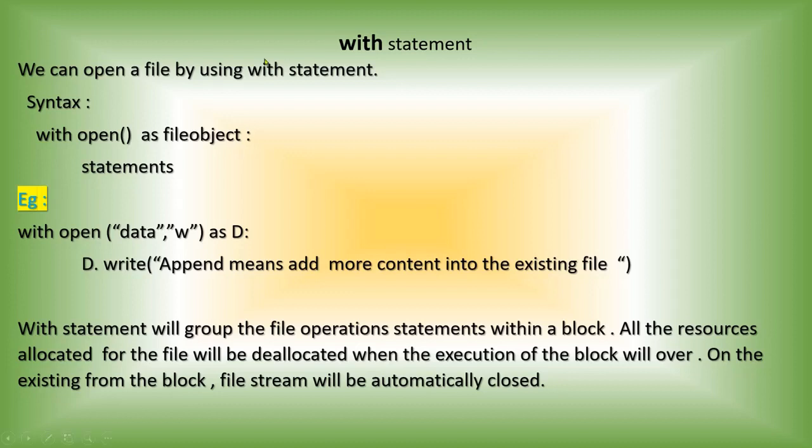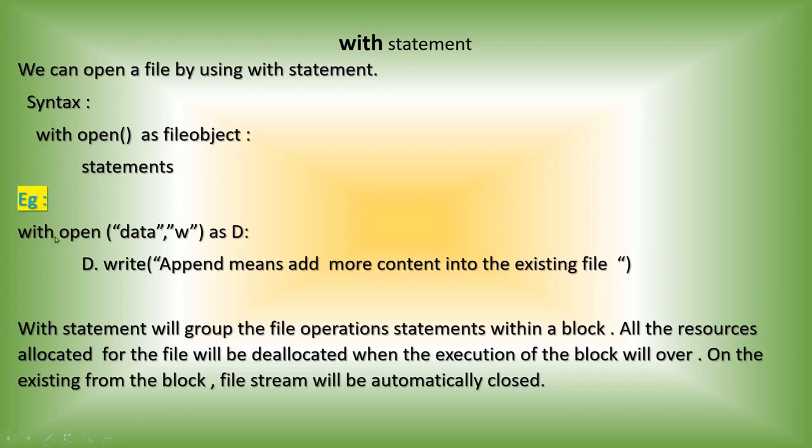See the syntax. You can use the with statement like this: with open as file object. With open, within the brackets you have to give the file name and the file mode. The syntax is similar to the previous one. You are using the keyword with, open with two arguments, as file object, and then a colon. Under this indentation you can perform all the file operations. When you exit from this with statement, automatically the file object will be closed.